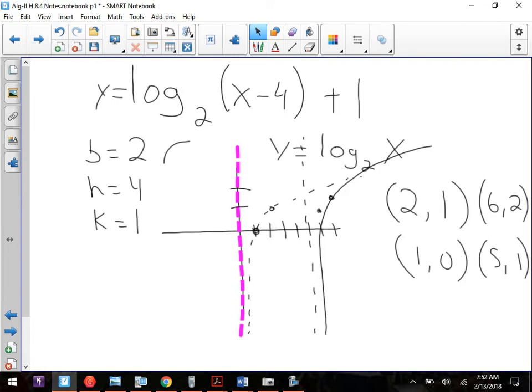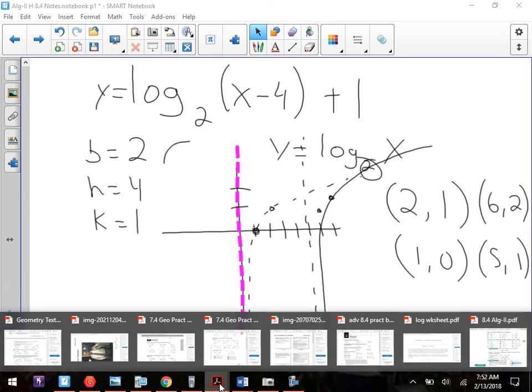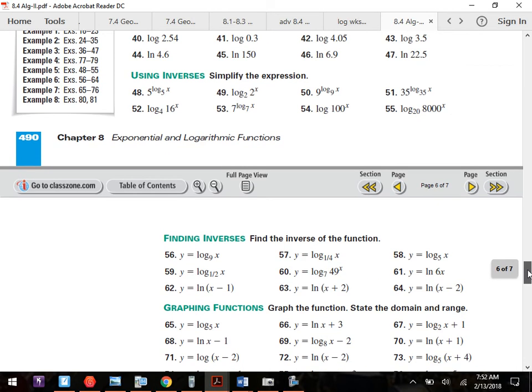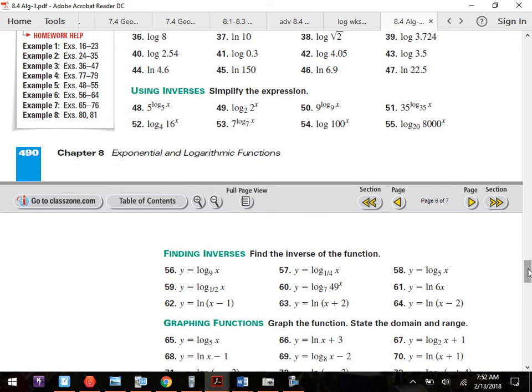Natural log is log base e. So the only thing you have to worry about is your b value. Your b value would be e, which we said was like 2.8-ish. Remember which one it was? Sure. All right, some of these inverse ones. Number 56.